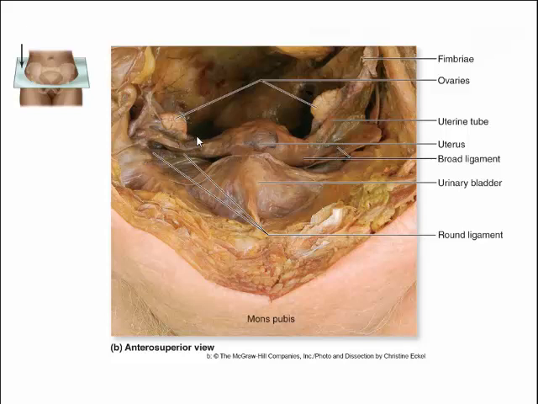Here sit the ovaries, so the uterine tube curls around. The fimbriae of the uterine tubes are closely associated with the ovary. In this specimen, they've been pulled back. The broad ligament is a sheet-like membrane that helps anchor not only the uterus, but also the other female reproductive organs within the pelvic cavity.